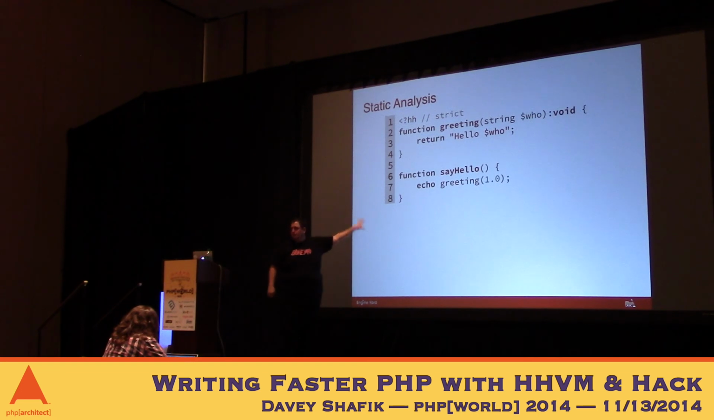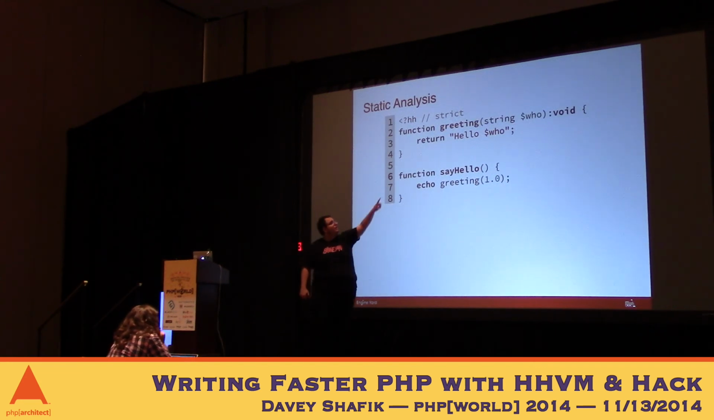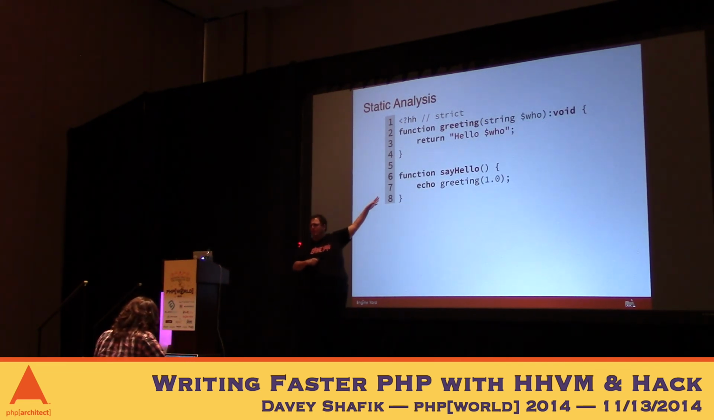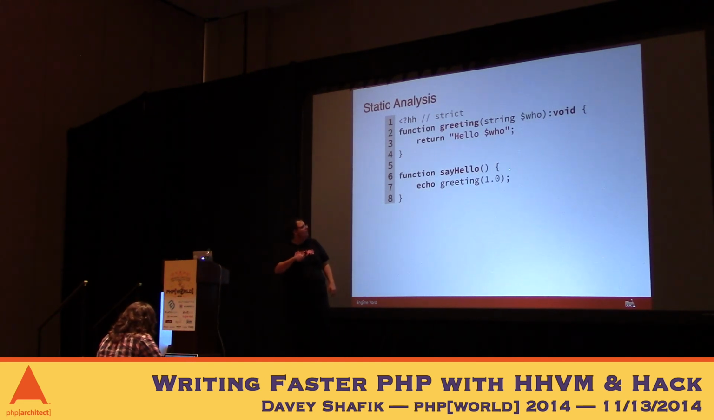All right, so let's take a look at the static analyzer because this is like the coolest part of Hack. So this is a strict file. We have a function greeting, has a string $who and returns a void, right? But we're actually returning a string here, right? So we know that's an error. And then we're going to call it, so echo greeting, and we're going to pass in an integer. So we got two mistakes here.